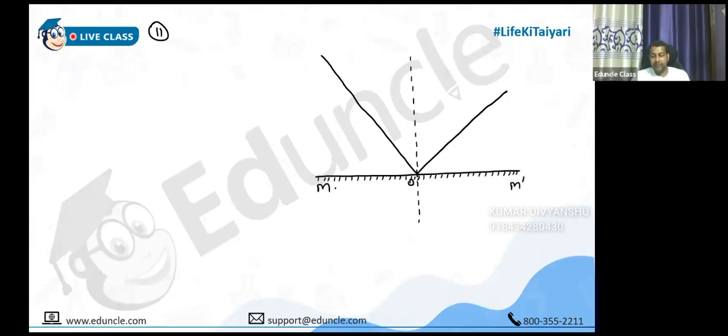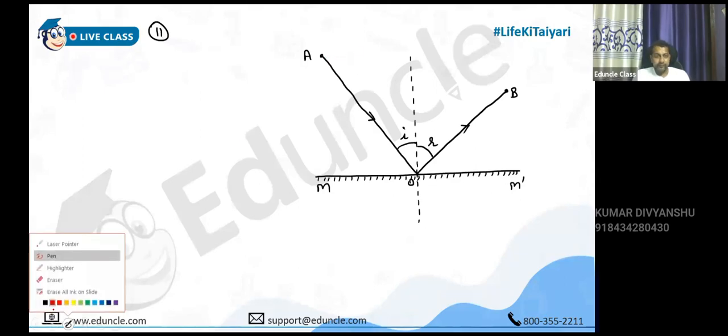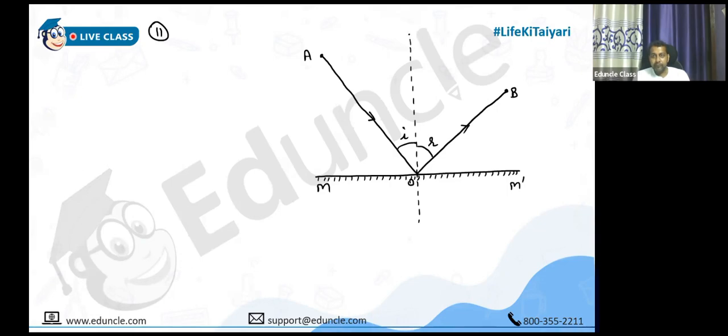So this is the plane mirror. A ray of light comes from point A, and after striking the mirror at point O, it gets reflected like this. This is I, this is R. Now let us assume that this is X and this is D minus X, and the total distance is D from A to B.